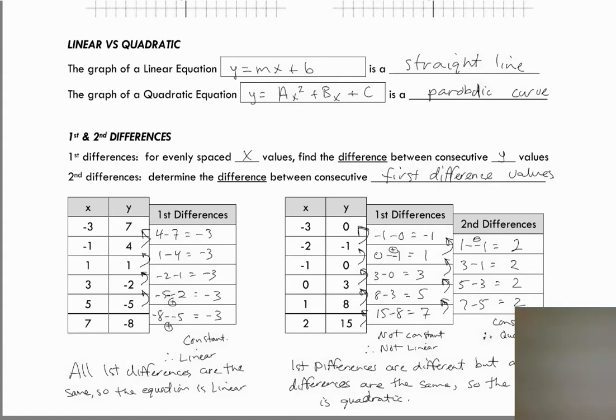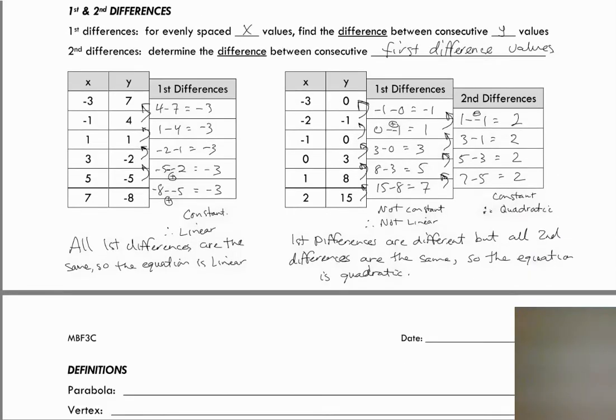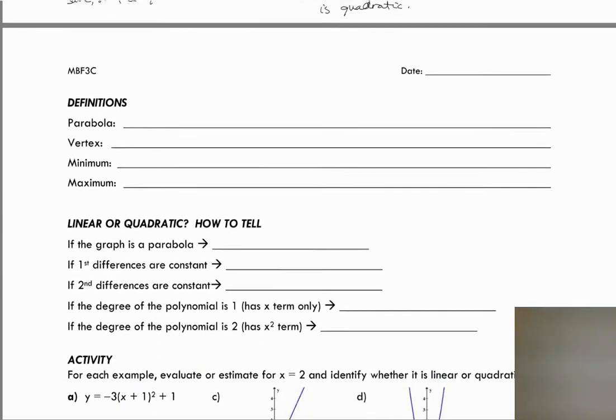I hope that rings a bell. I hope that brings back some memories. All right, so that's two ways we can do it. Look at it graphically. We can look at it with the table of values to tell the difference between linear and quadratic. Well, let's get some definitions here.